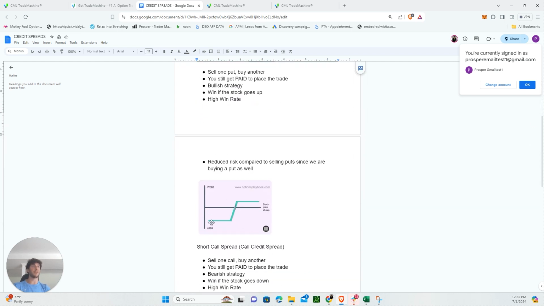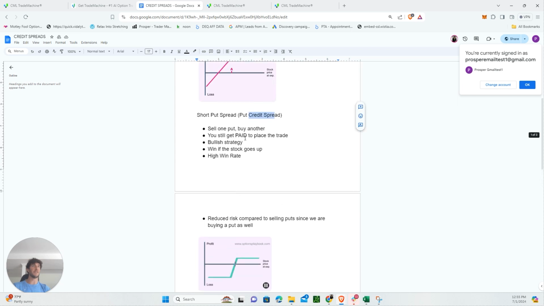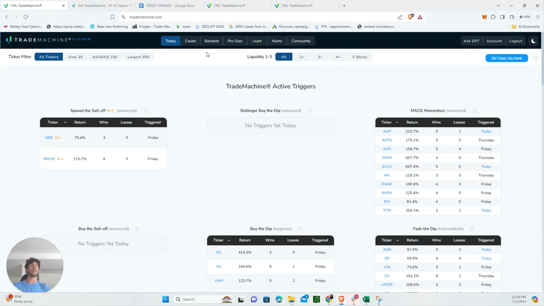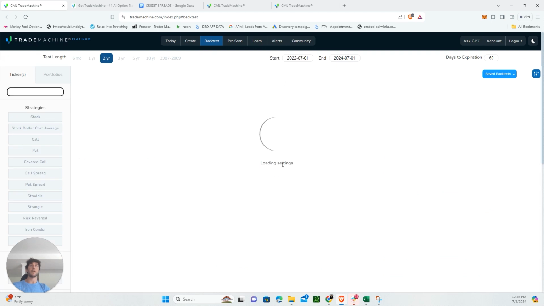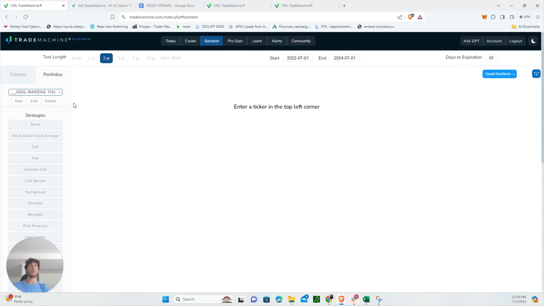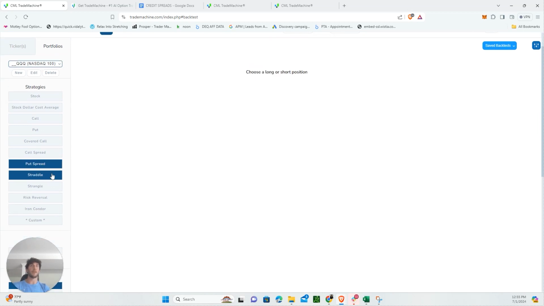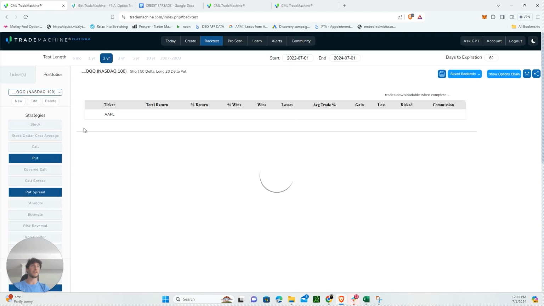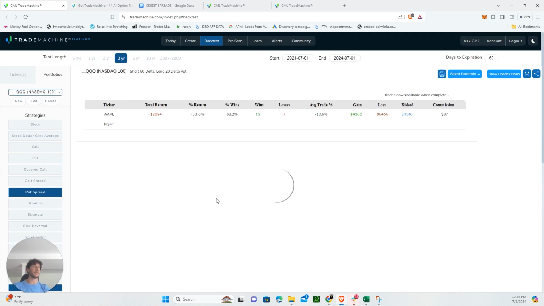So let's dive into specifically a short put spread, also known as a put credit spread, since this is a bullish strategy and that's the market we're in right now. So we're gonna go to Trade Machine and we're gonna go to the backtest tab. And what we wanna do is pull in a couple things here. So let's do a portfolio. We're gonna do the NASDAQ 100 here. We're gonna go to put spread. We wanna short it. And then let's do a 3-year time period here.